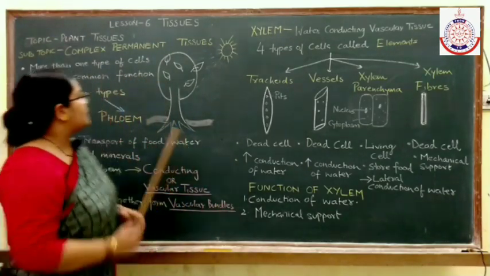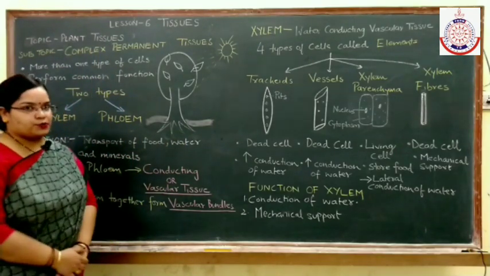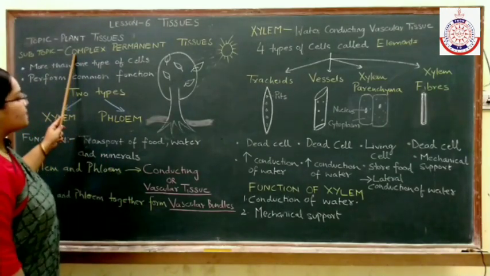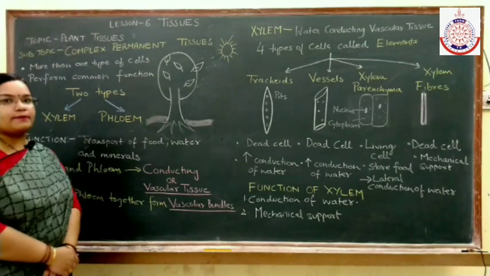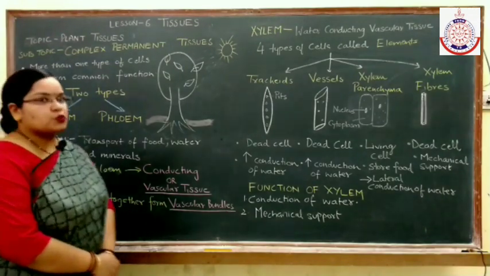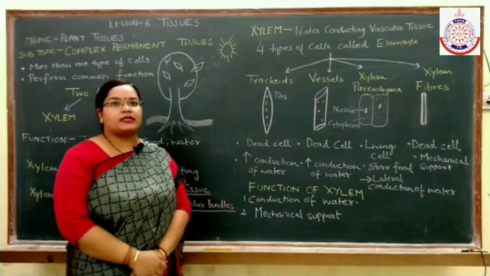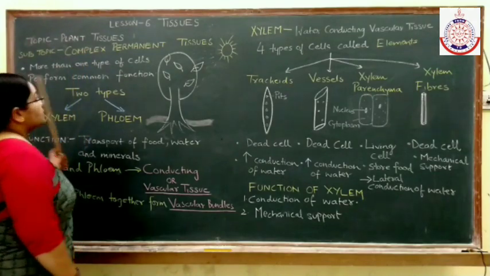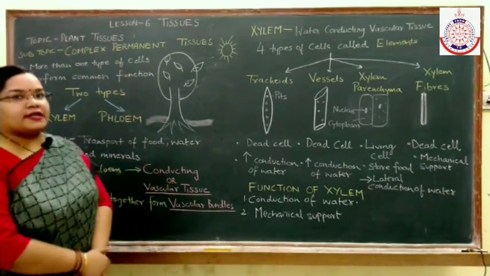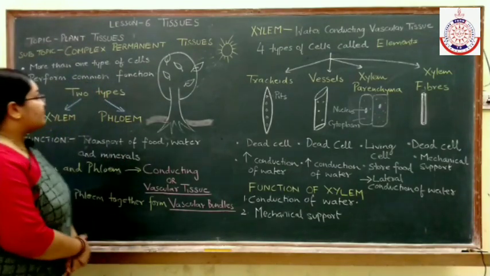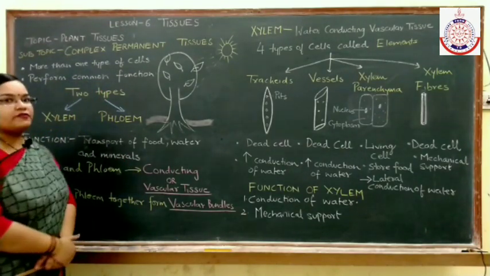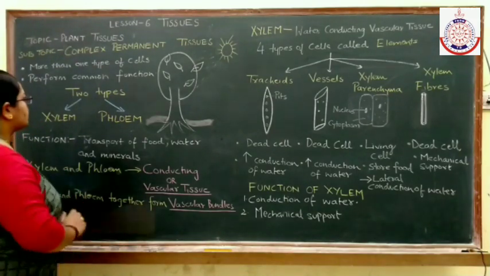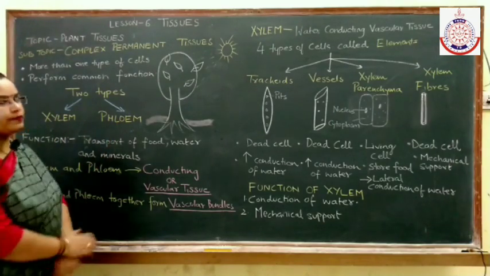Today we will study complex permanent plant tissues. What are complex permanent plant tissues? The tissues which are made up of more than one type of cell. I repeat, the tissues which are made up of more than one type of cell are known as complex permanent tissue, and although these are different cells, all the cells of the complex permanent tissue perform one common function. There are two types of complex permanent tissue, xylem and phloem.